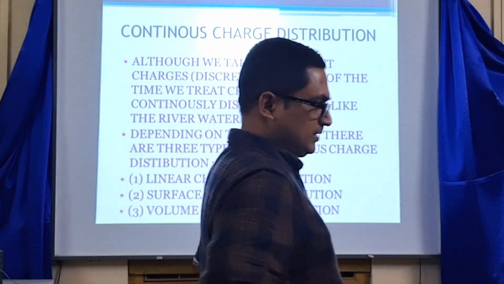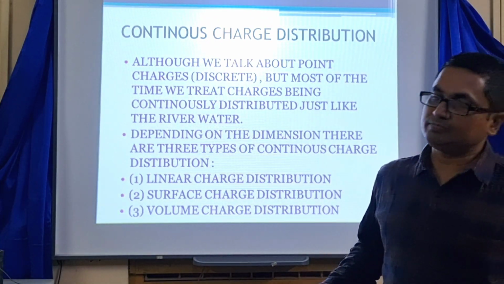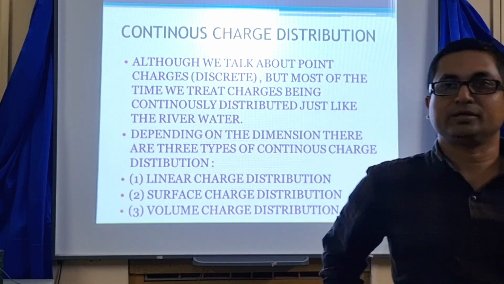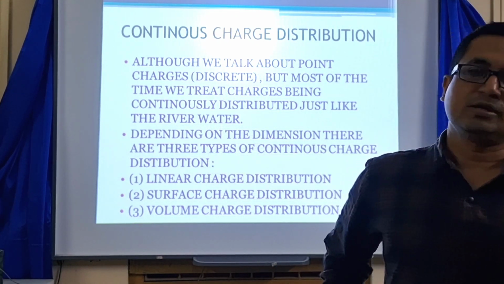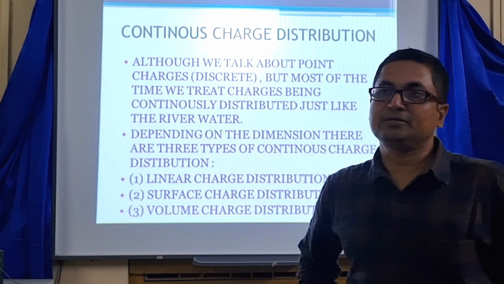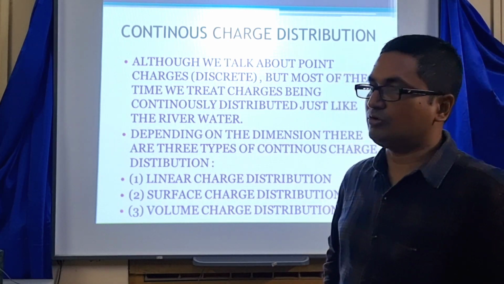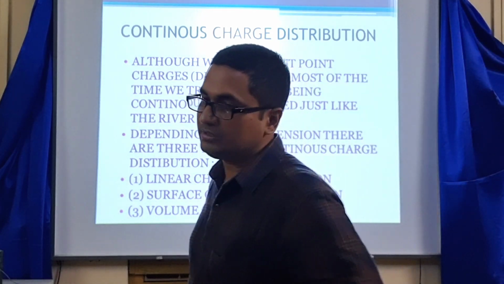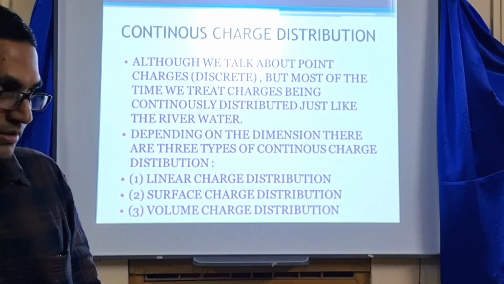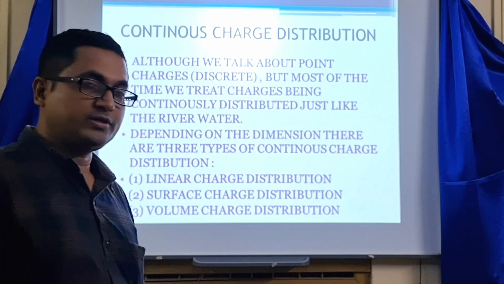Depending on the dimension, this continuous distribution of charges is of three types. They are linear, surface, and volume charge distribution. Linear means one-dimensional, surface means two-dimensional, and volume means three-dimensional.